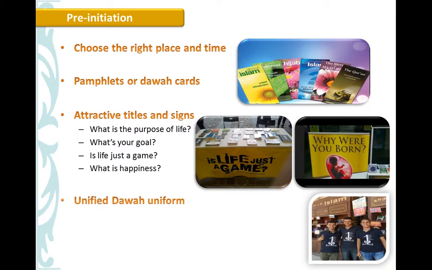Okay, a unified da'wah uniform, such as the picture we have. This is a uniform at Ahlan. One God, one message, and the Prophets' names are written: Adam, Abraham, Moses, Jesus, and Muhammad, peace and blessings be upon them all. It helps very much in opening conversation and makes you differentiated from the rest of the people around you.